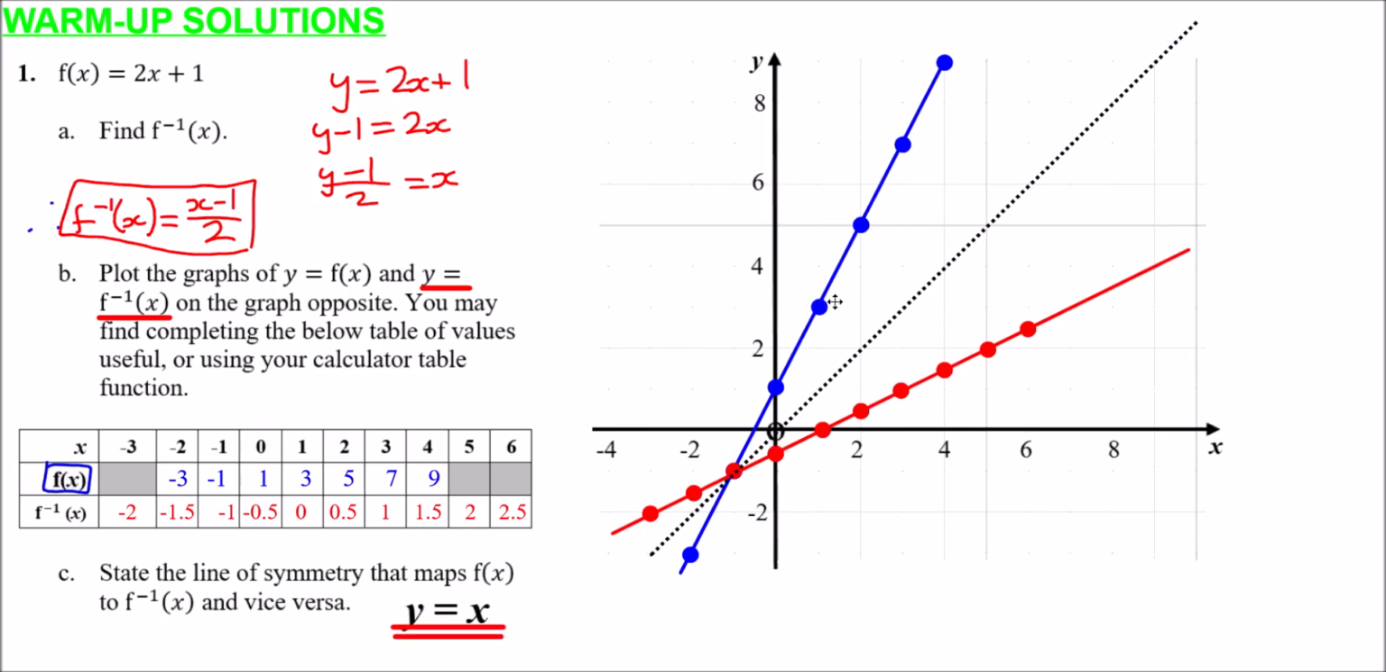So the line of symmetry, again, one to the other, is y equals x. So that's question 1, how the inverse relates to the original and the line of symmetry. But is it the same for question 2?